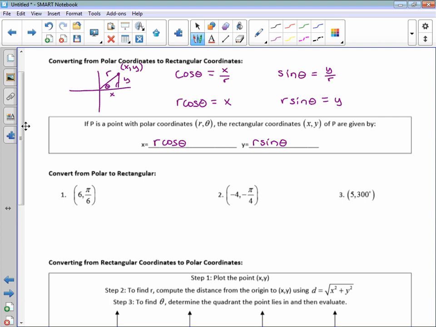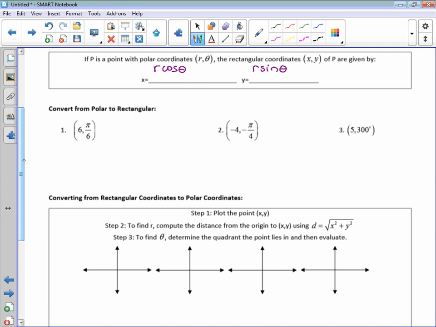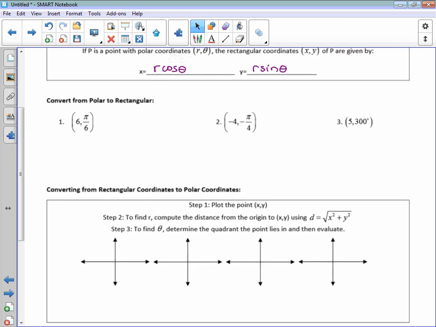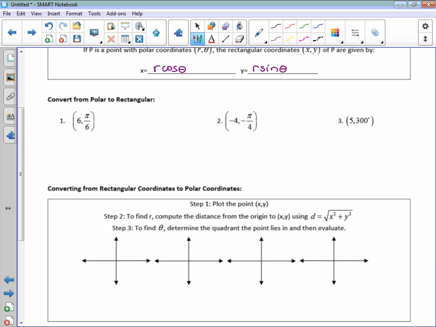Okay, so first example there, you're going to convert from polar to rectangular. 6 comma pi over 6. That makes sense to you that that's a polar point, not a rectangular. So we are going to use these equations here to turn this polar point into just an x, y point. So I know I'm going to have 6 times the cosine of pi over 6, and then 6 times the sine of pi over 6. That's going to give me my x and my y, right? Okay. What is the cosine of pi over 6?